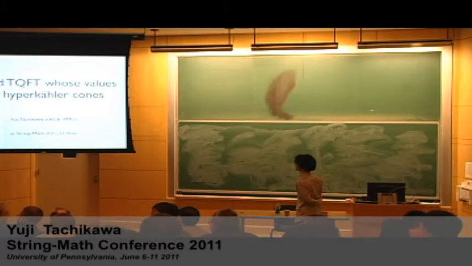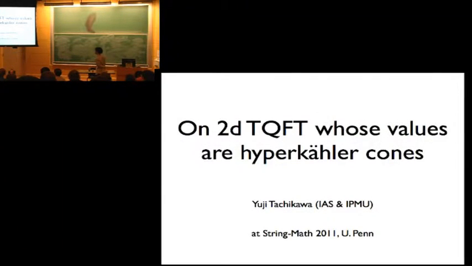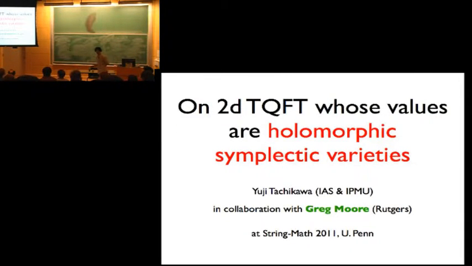So today I'm going to talk with this title, but because I need to give this talk in front of many mathematicians, last week I asked a certain person who happened to visit IIS if this talk will be understandable to mathematicians, and he said no. In fact, I need to change the title a bit because apparently it doesn't really form a TQFT in the usual definition. That will be on 2D TQFT whose values are holomorphic symplectic varieties. So I need to slightly weaken the definition. Now it's a collaboration with Greg Moore.